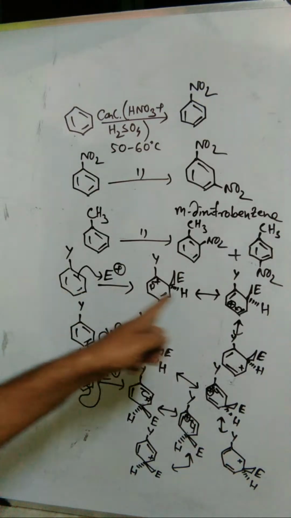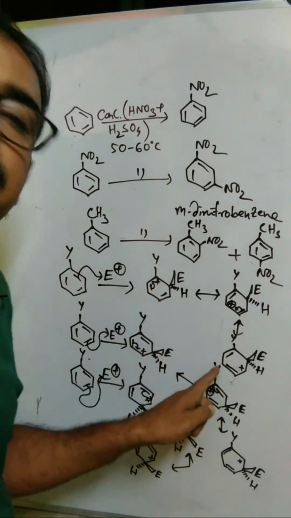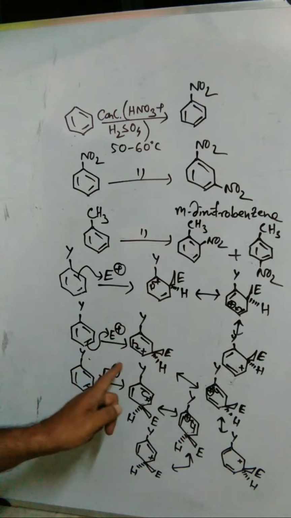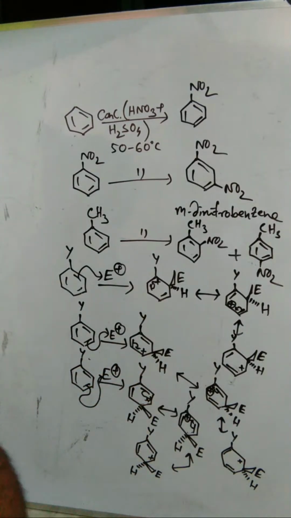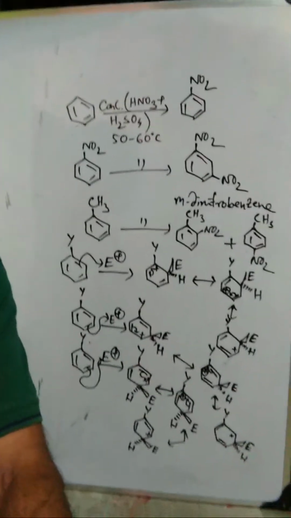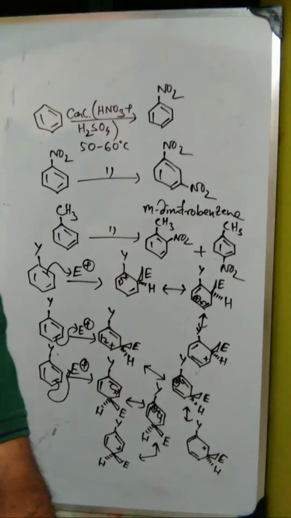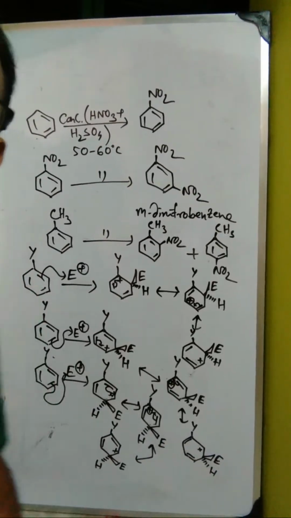So in ortho positions the resonating structures are there, in meta positions the resonating structures are here, and in para positions the resonating structures. So we have drawn all the resonating structures. Okay, now let us consider the relative stabilities of those resonating structures.